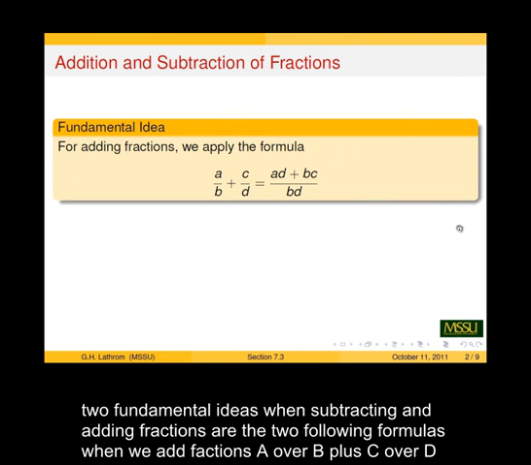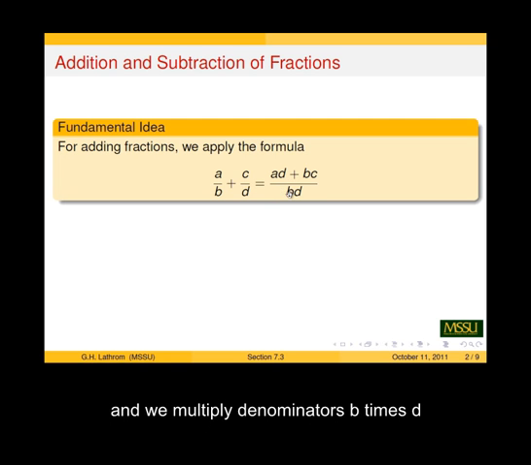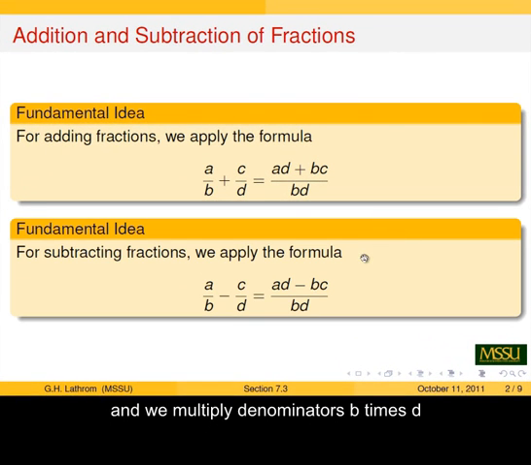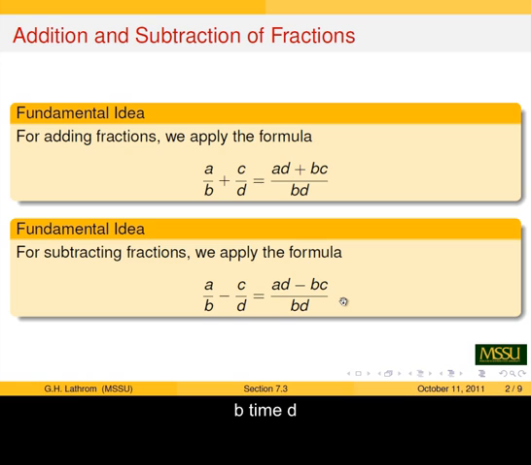Two fundamental ideas in adding and subtracting fractions are the two following formulas. When we add fractions a over b plus c over d, we cross-multiply and add in the numerator so that we have a times d plus b times c. Then we multiply denominators, b times d. When we are subtracting fractions, we do the same operation. We cross-multiply, but now we subtract in the numerator, so that it becomes ad minus bc all over b times d.